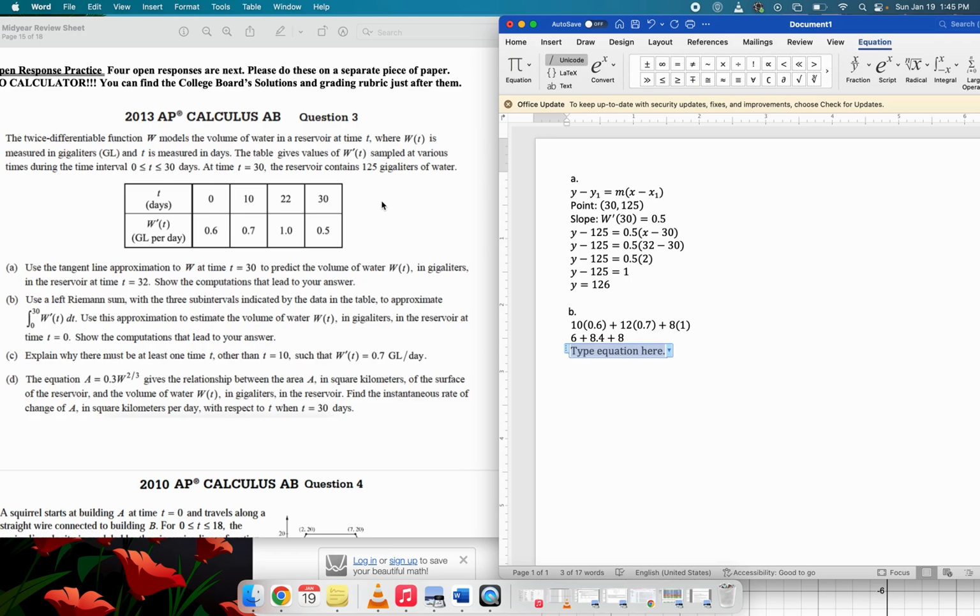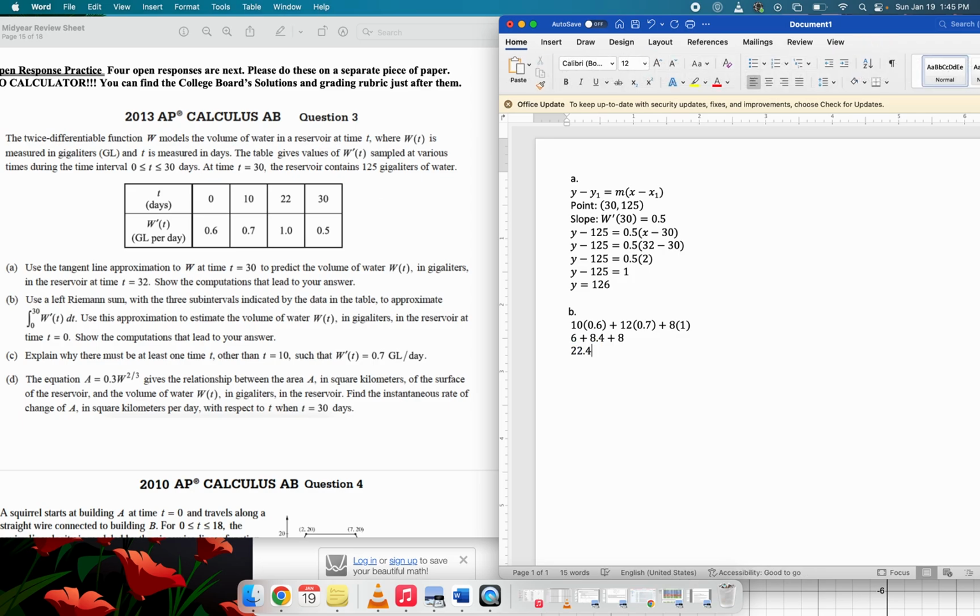So that's 14 plus 8.4, so I think 22.4, probably, right? Yeah, 22.4, I think that's right. Cool, so that is the approximation of this integral, and then it says, use this approximation to estimate the volume of water in the reservoir at time t equals 0.